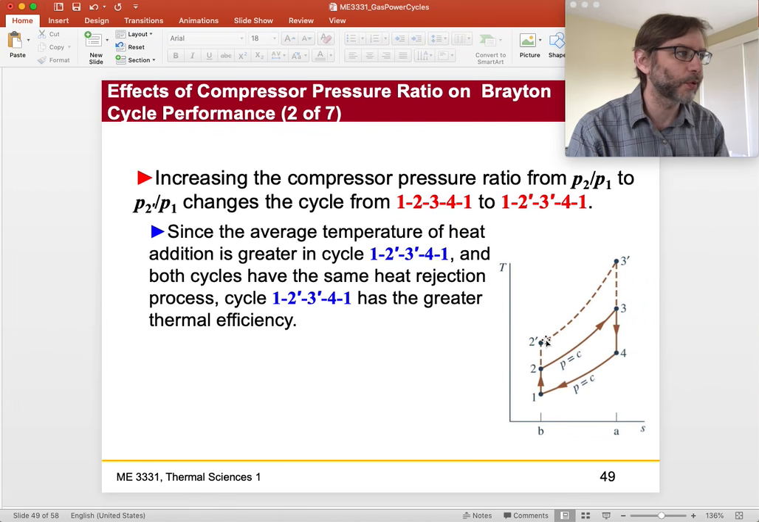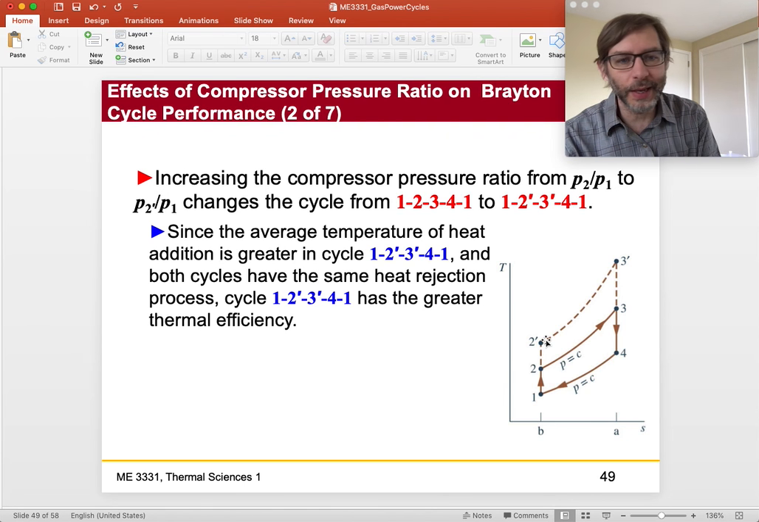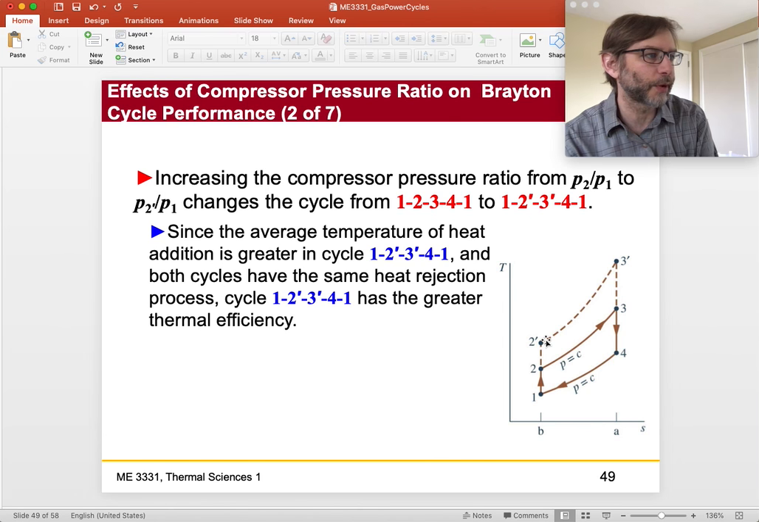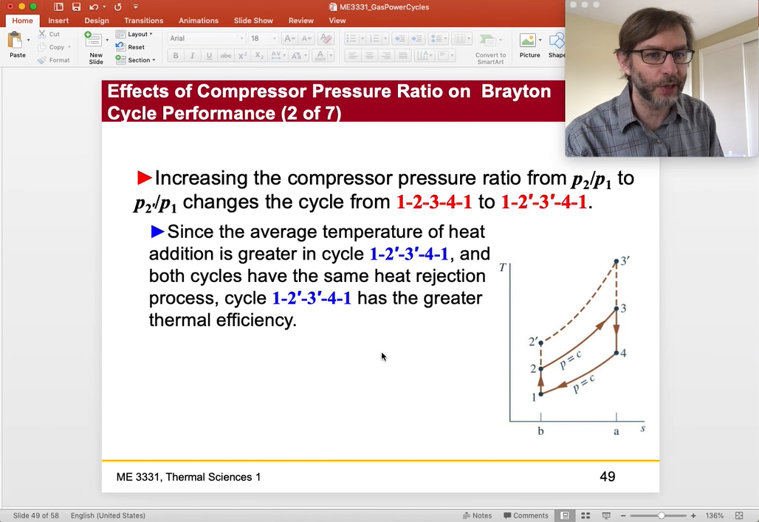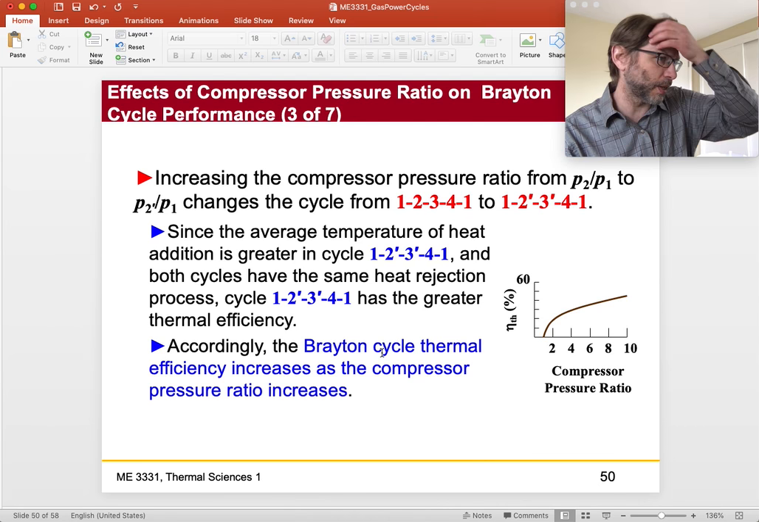When you do that, increasing the compressor pressure, so if you go to 1, 2 prime, 3 prime, 4, you have more heat, right? And you have greater average heat of the cycle. So therefore, you have the same heat rejection, but you have a greater thermal efficiency because you have a greater area inside the curve. So actually, changing the pressure ratio is an advantage because you have more heat available. So changing is a good thing.